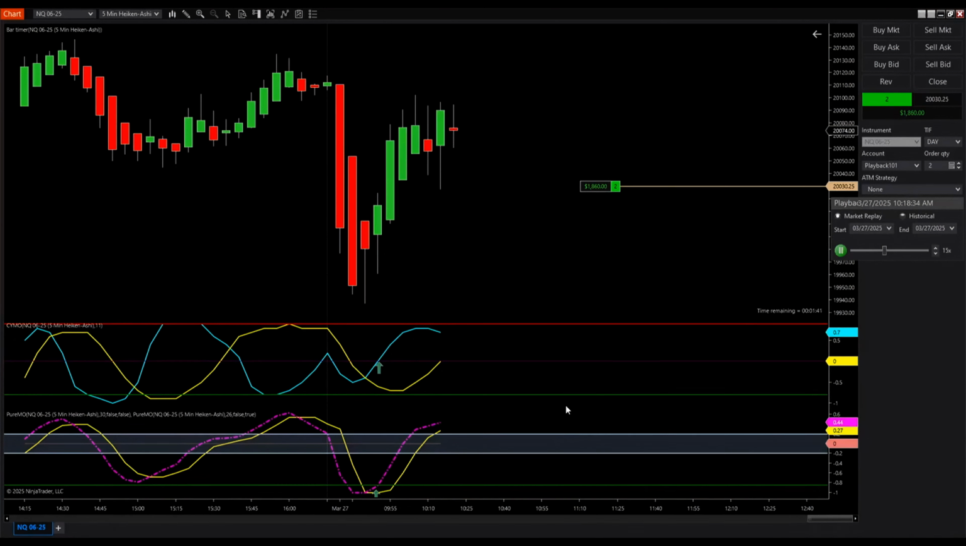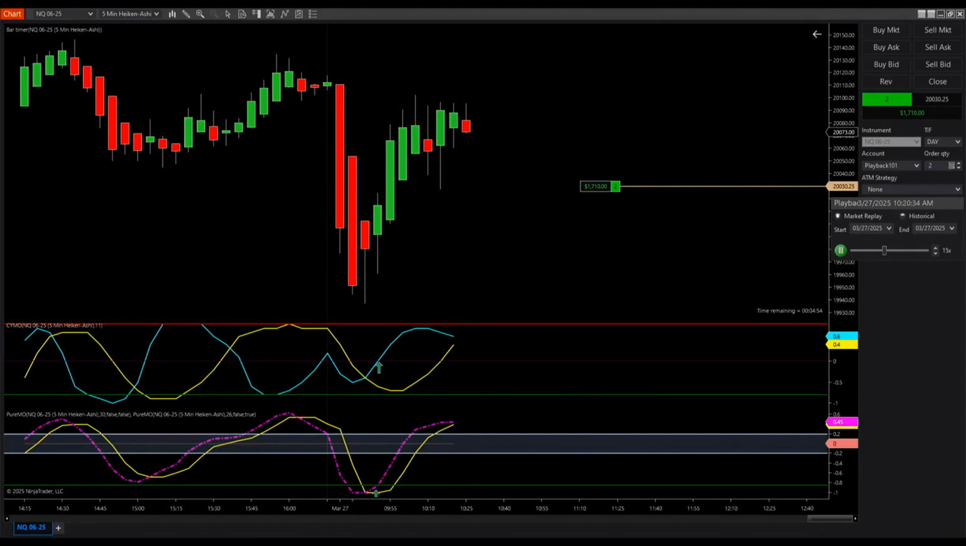Okay, and you're almost there, guys, right there. Okay, it's almost about to cross below the zero line, I mean, below the yellow line right there. So keep an eye on that, because that's going to tell us exactly where to get out right there, guys.